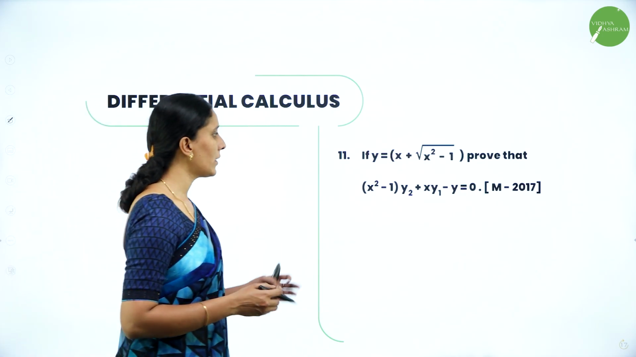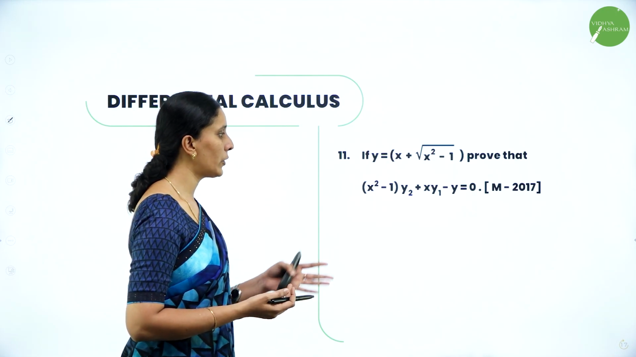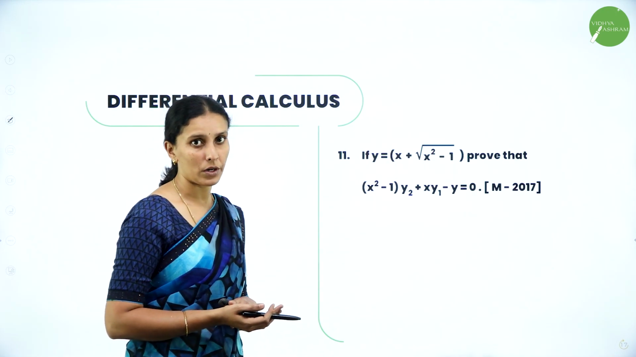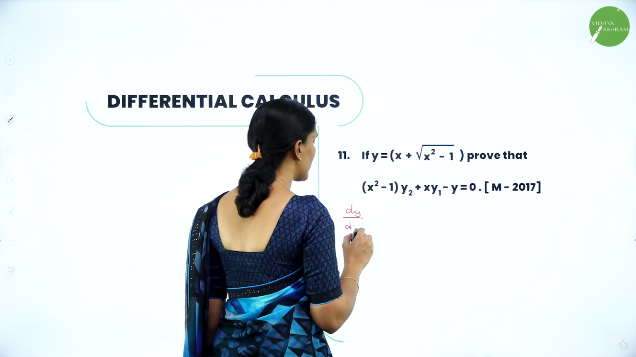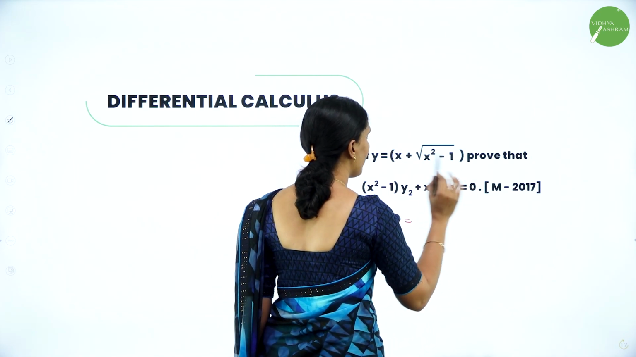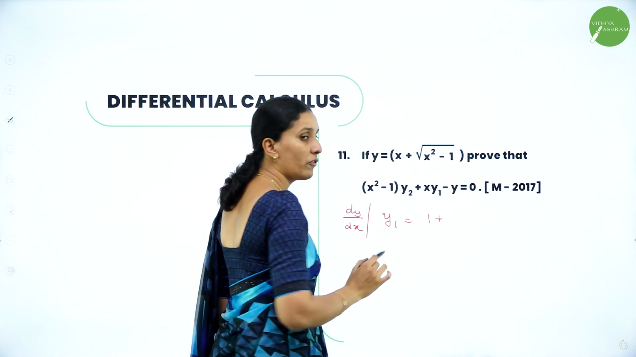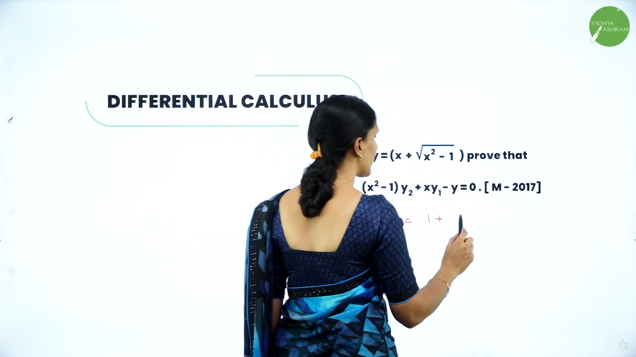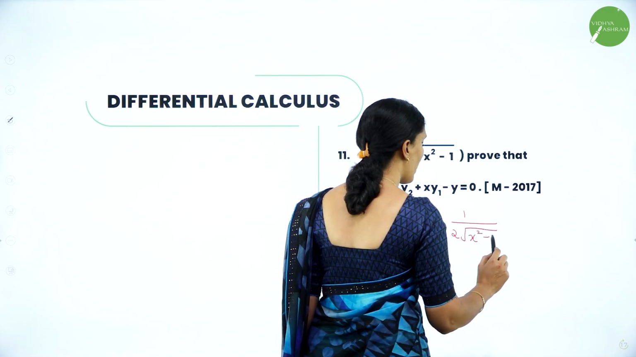Next we have y is equal to x plus root of x square minus 1. Prove that (x square minus 1) y2 plus x y1 minus y is equal to 0. So let us differentiate this, dy by dx, that can be written as y1. Derivative of x is 1. Now this is in the form of root x, and the derivative of root x is 1 by 2 root x. So this becomes 1 by 2 root of (x square minus 1).